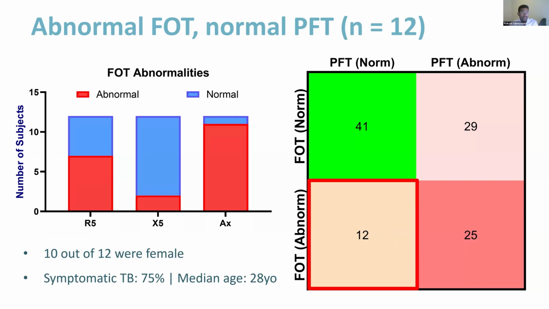Focusing in on this group, we can see that 7 had an abnormal R5, 2 an abnormal X5, and 11 out of 12 had an abnormal AX. Curiously, this subgroup was majority female, so 10 out of 12 of these cases were female, with only 1 patient having any history of lung disease, in the form of a pulmonary embolus 5 years prior. They were young with a median age of 28, and the majority of them did have symptomatic tuberculosis at time of treatment.